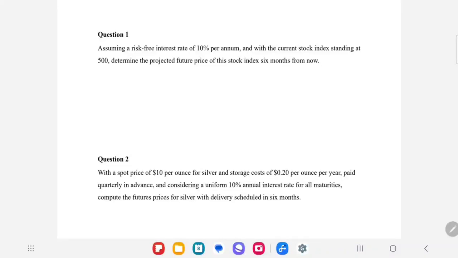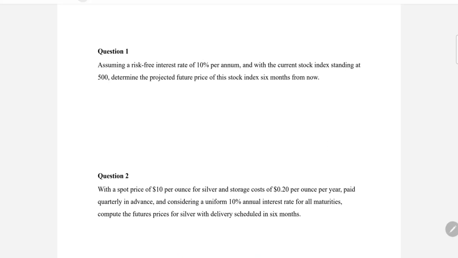Hi guys, in this video I'm going to show you how we can estimate the future value of financial products. So let's take a look at question number 1. Assuming we have a risk-free rate of 10%, and the current stock index is at 500, they want us to estimate the future price 6 months from now. So the calculation is pretty easy.